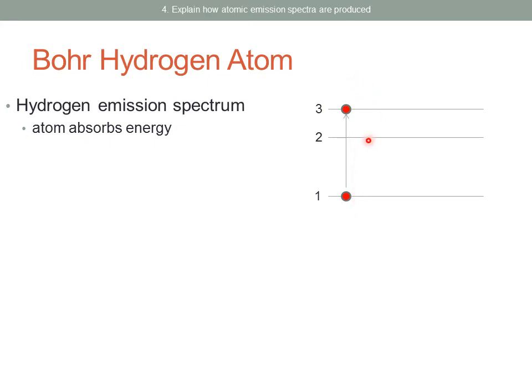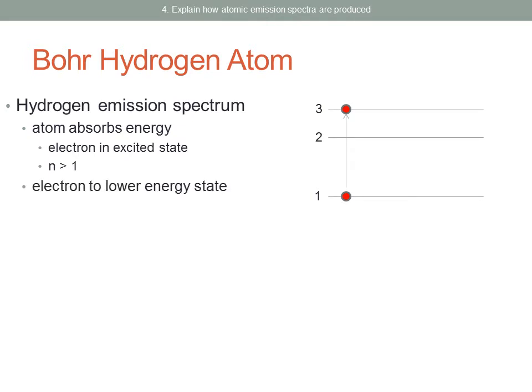It could have gone to 2, it could have gone to 4, it could have gone to 5. It just depends on how much energy was absorbed. So now the electron is in an excited state. In other words, it's no longer in the first energy level. n is greater than 1 at this point.